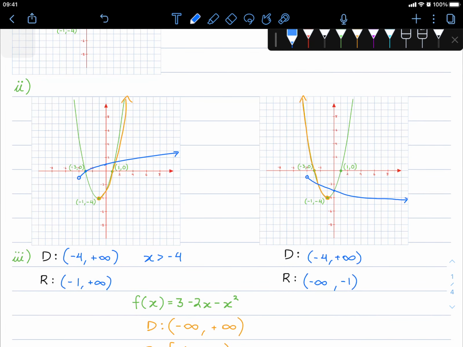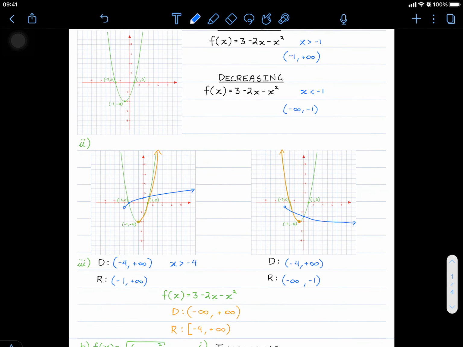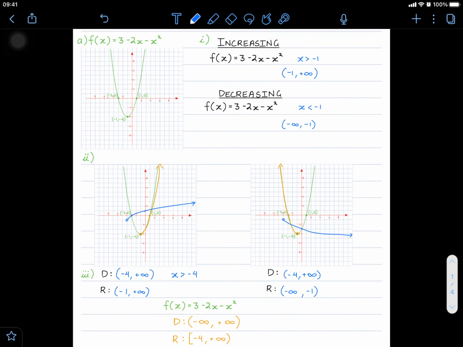So I hope that gave you an insight into restricting the domain and finding the range of inverse functions.